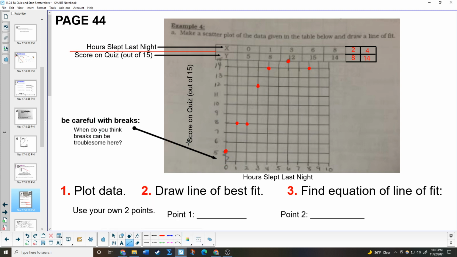Now, you do want to be careful with breaks. If we were making this ourselves, I don't know that we'd really put a break here just to skip 5 numbers, but you do have to be careful with breaks, because when we are writing our line of fit's equation, we do want to be careful with that. It could mess with some.